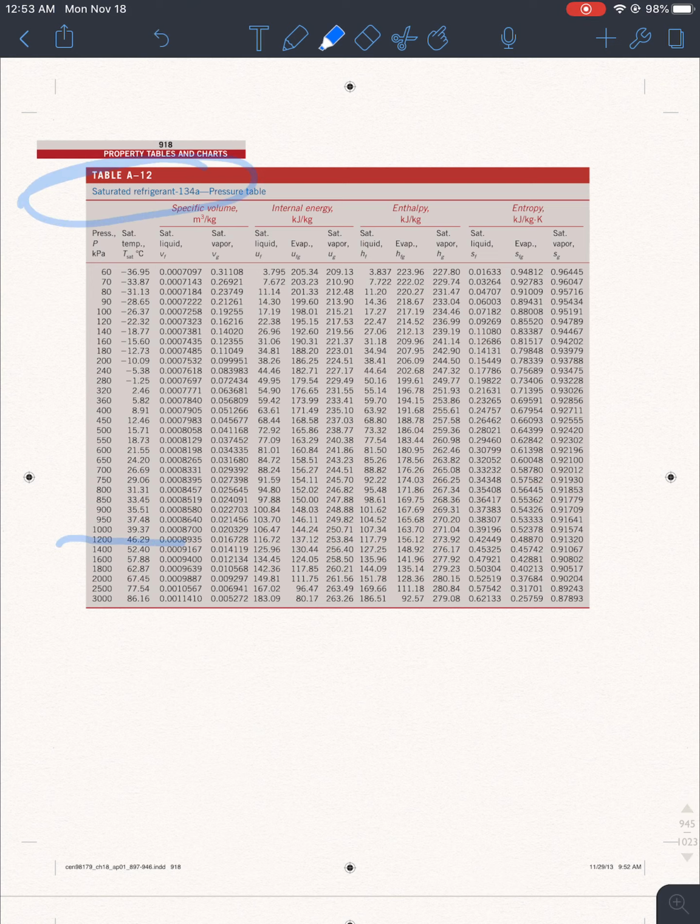And are we looking for that? Yes, we are. It says it right here. Now the second equation is the maximum coefficient of performance, which is under ideal conditions.